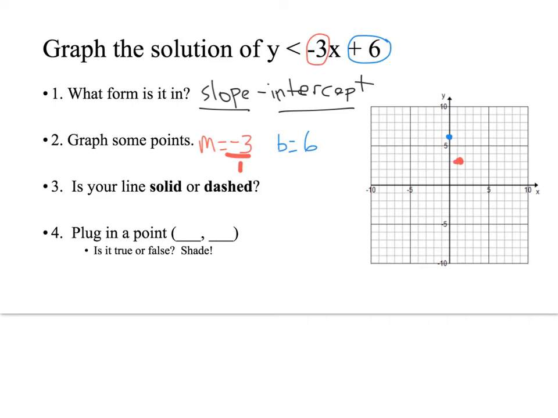Now I'll just go ahead and draw a line through that. Oh, let's pause. Sorry. Let's not draw a line yet. This is an important step right here. Is your line going to be solid or dashed? And again, if you remember from the previous slide, it's solid if it's greater than or equal to or less than or equal to. And it's dashed if it's just greater than or less than. So since this symbol right here is less than, it's going to be a dashed line. So we're going to graph a dashed line.